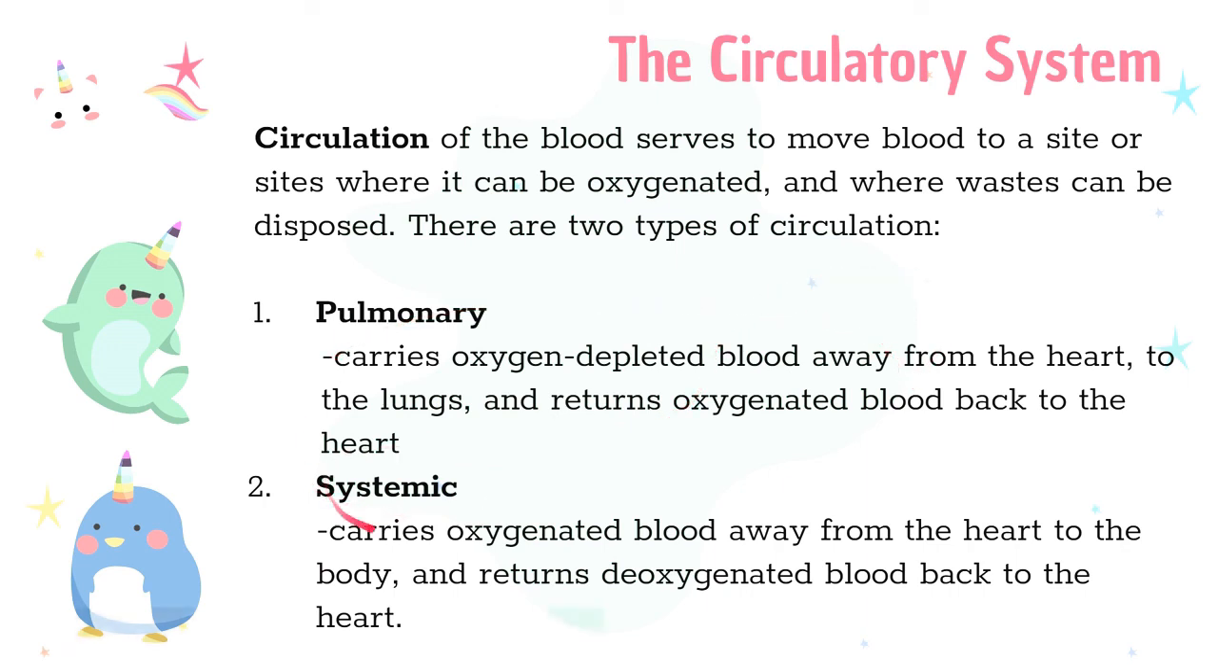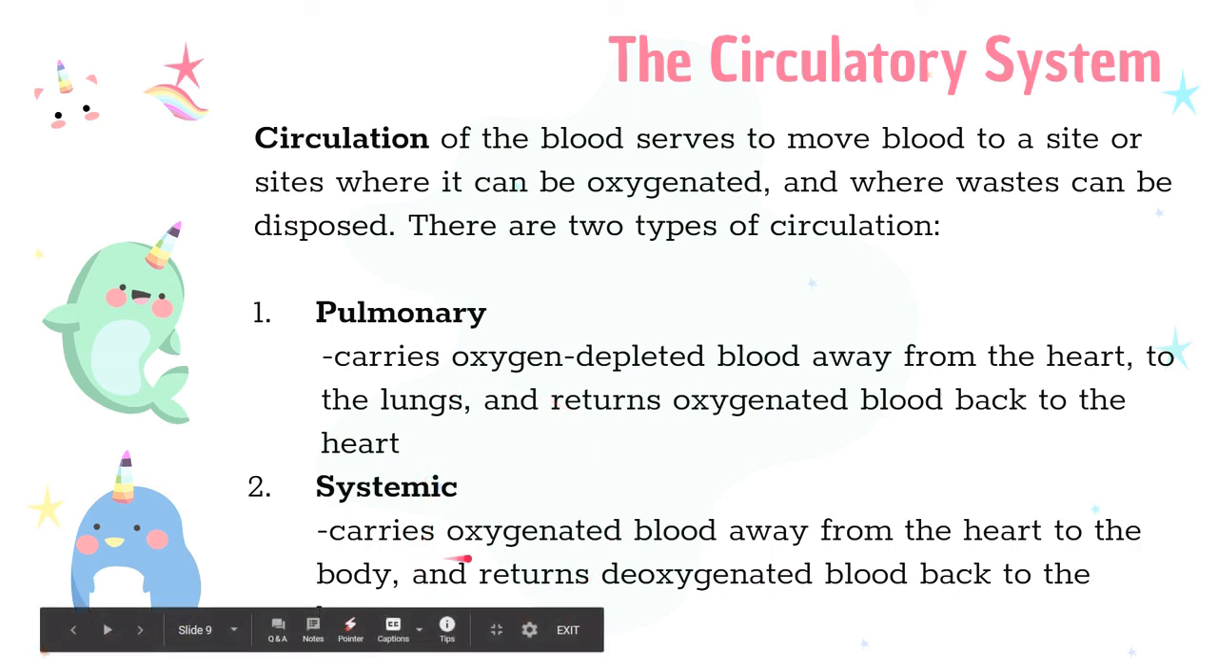Systemic circulation involves the entire organ system. It carries oxygenated blood away from the heart towards the body to deliver that oxygen to the cells, and returns deoxygenated blood back to the heart. So systemic circulation involves the heart, the lungs, and the cells of the body.